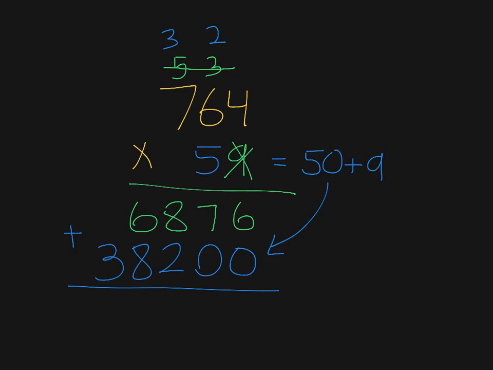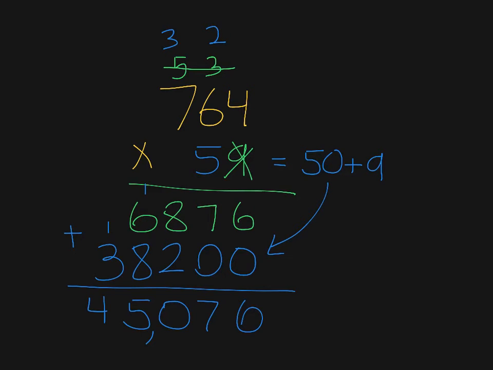These are my two partial products. 6 plus 0 makes 6. 7 plus 0 makes 7. 8 plus 2 makes 10, carry the 1. 1 plus that 6 makes 7. 7 plus 8 makes 15, carry the 1. And 1 plus 3 makes 4, put a comma. The final product would be 45,076.